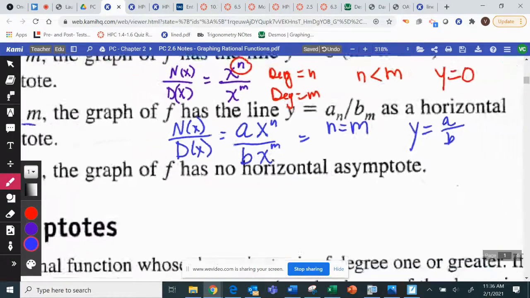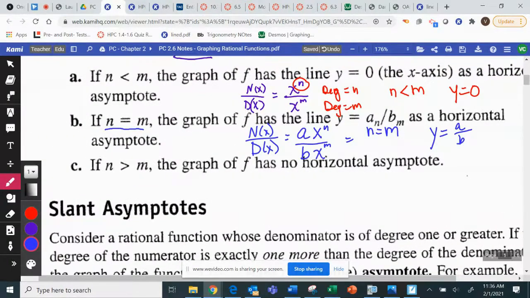And then your third example, if n is greater than m, there is no horizontal asymptote. If n is greater than m, there is no horizontal asymptote. So we only have a horizontal asymptote in two different scenarios. Other than that, there isn't one. But there is something called a slant asymptote.